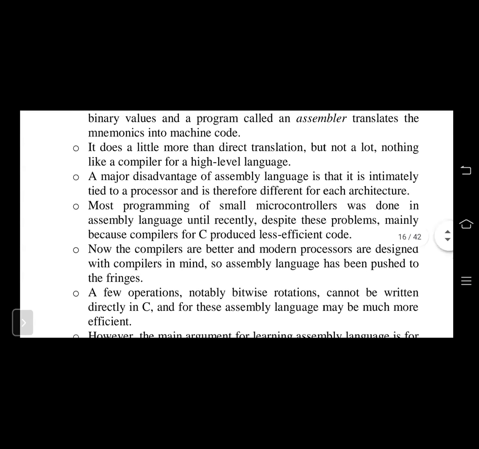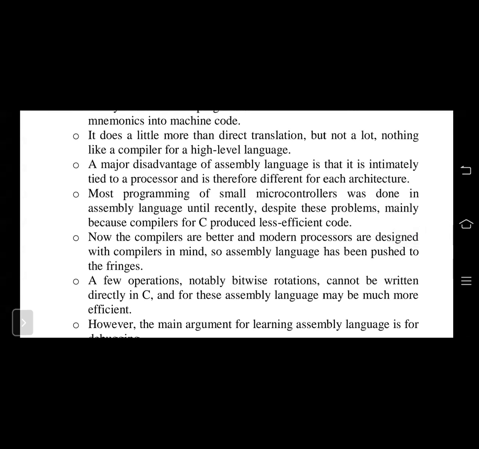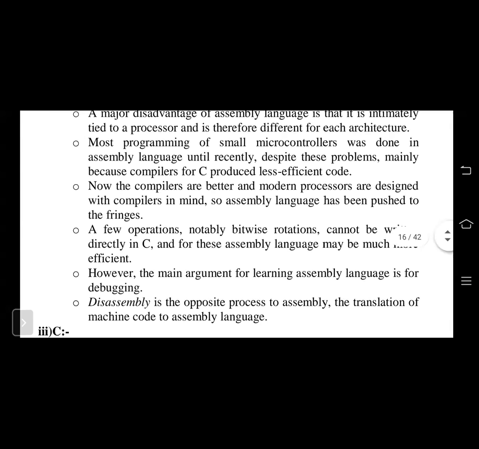Fine. Now a major disadvantage of assembly language is that it is intimately tied to a processor and is therefore different for each architecture. So assembly instructions are different for different processors, because the architectures of the processors are different, and assembly language directly refers to them. It is very close to your processor. So depending on the architecture, your instructions may change, which is not the case with high level programming languages.